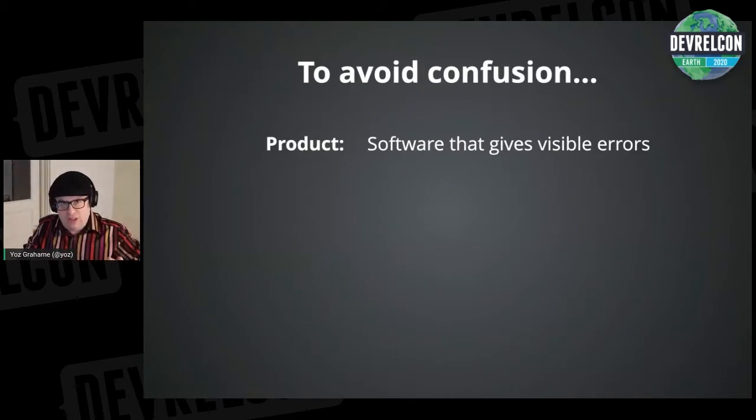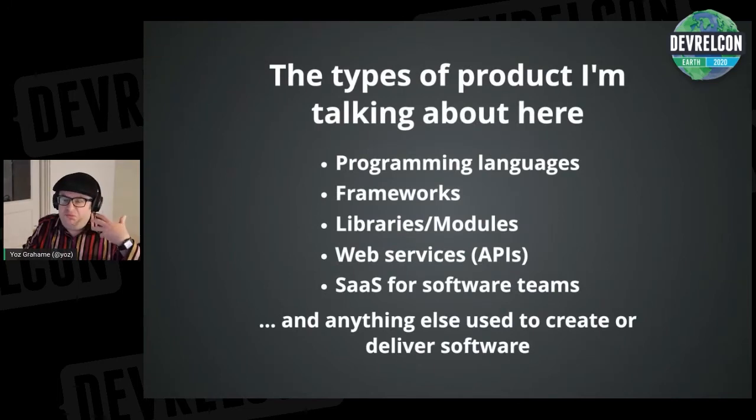So before I go further, let's just get some confusion out of the way. When I say a product and your product, I'm talking about any kind of product used to create or deliver software, whether it's programming languages, frameworks, web service APIs, which can give error messages over HTTP or in JSON, in HTML, and SaaSes for software teams, like the company I work for, LaunchDarkly. We are a software as a service, but we also provide libraries and modules that developers will use and obviously generate errors if they need to.